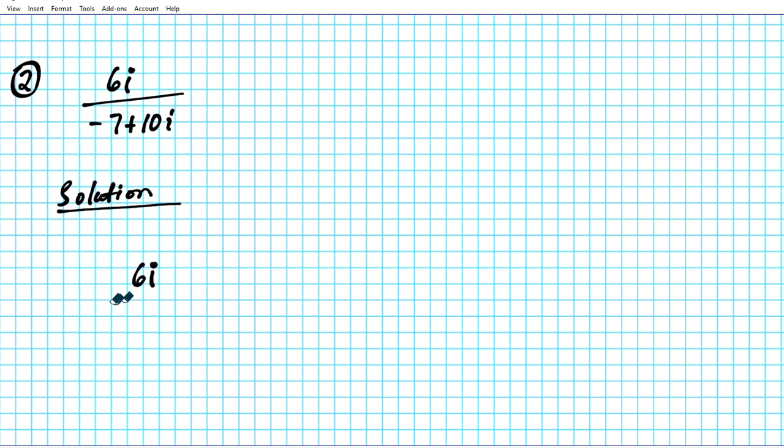Let's say we have 6i divided by negative 7 plus 10i. So we are to simplify this quotient. If we have 6i divided by negative 7 plus 10i, we're going to multiply by the conjugate of negative 7 plus 10i.